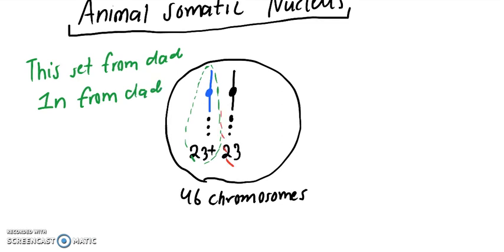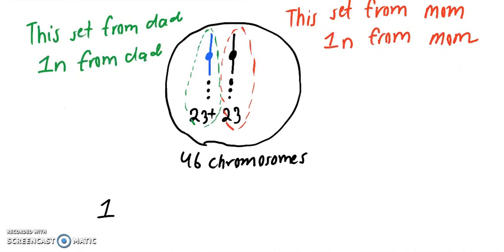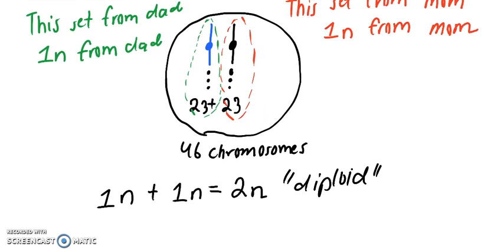And similarly, this set, these 23 chromosomes, is from your second parent. This set is from mom. Or you can say 1N is from mom. So now if you take that, you have 1N from mom, you have 1N from dad, this gives me 2N. Another way to say this is diploid. So all somatic cells in your body are diploid. They have 2 copies of DNA, one from mom and one from dad.